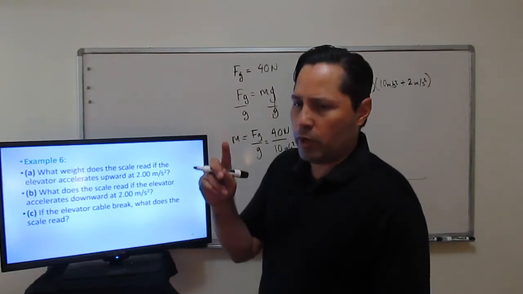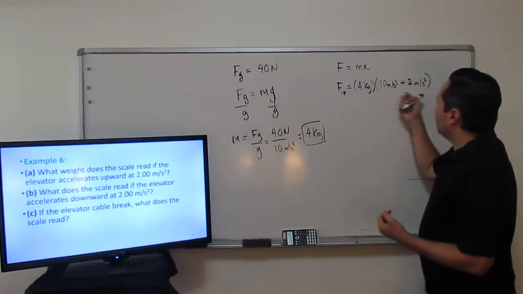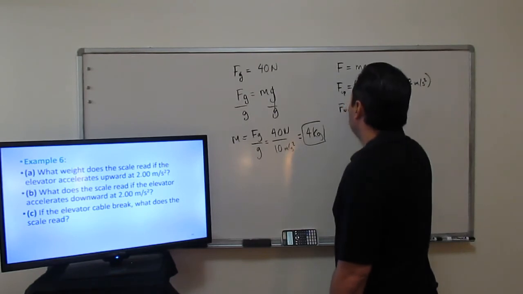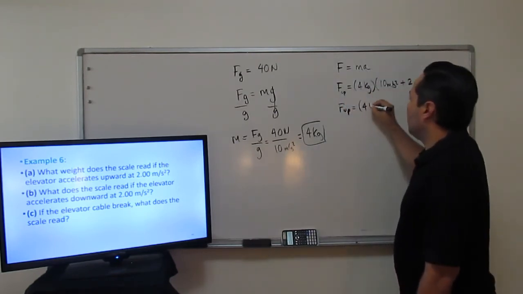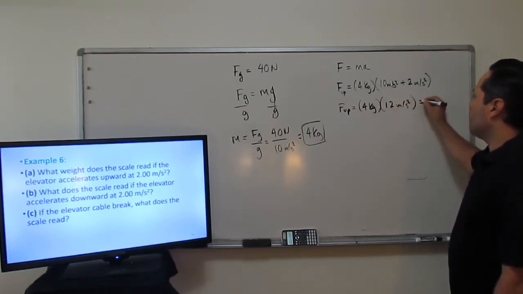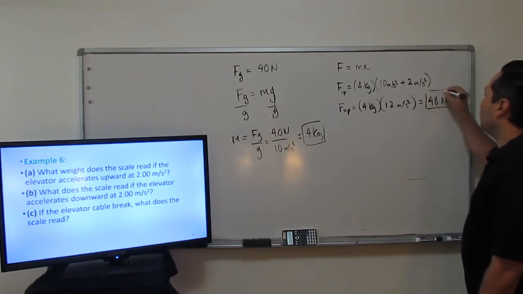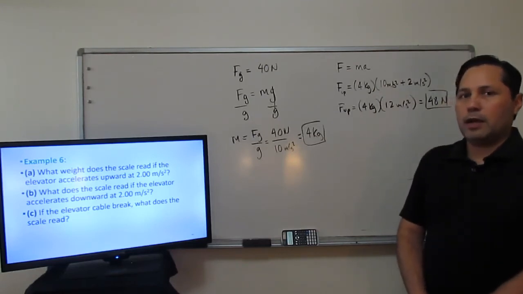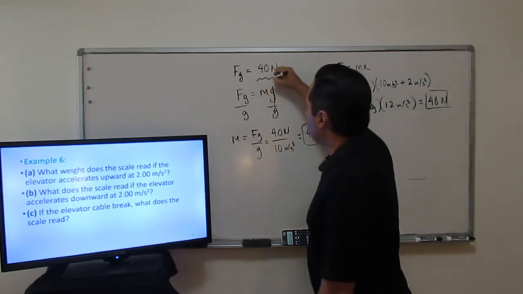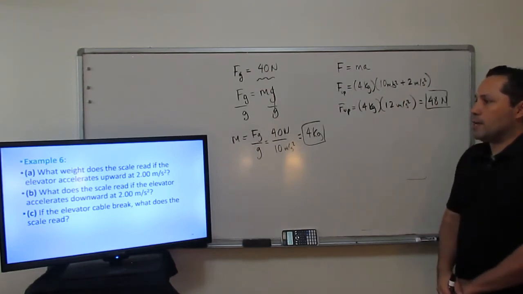You might ask, but if the elevator's going up, why would we add them? Because it would increase the effect of gravity. So that would be a 12. 12 meters per second squared. And multiply it out, so the scale will read 48 newtons. That is the answer for part A. It used to read 40, but since the elevator is accelerating upward, it's going to read 48.